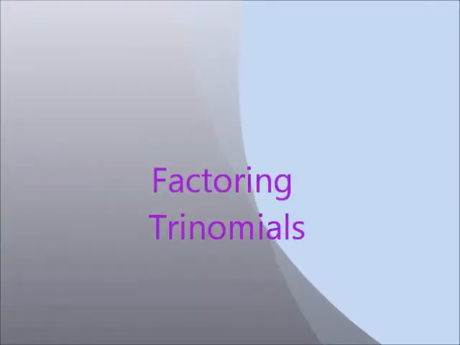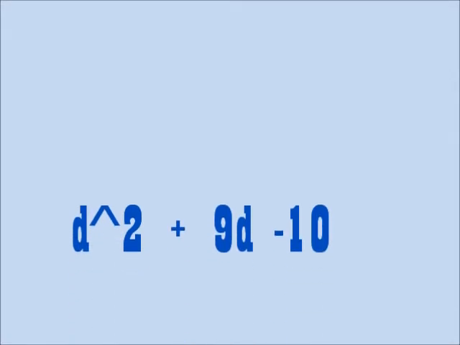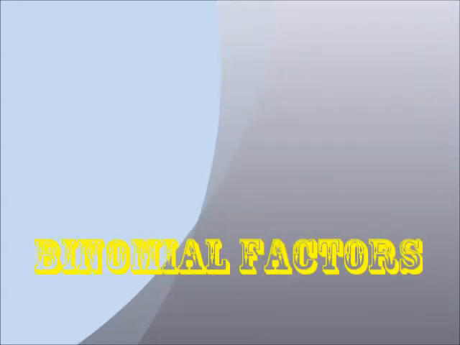Factoring trinomials. We're going to start with the equation d squared plus 9d minus 10. How can we solve this? First, let's look for the GCF. Looks like there isn't any here. So the next step is to determine the binomial factors. The first term would be d in both parentheses since it is d squared.